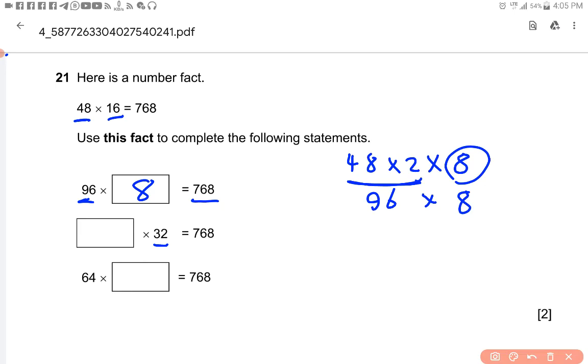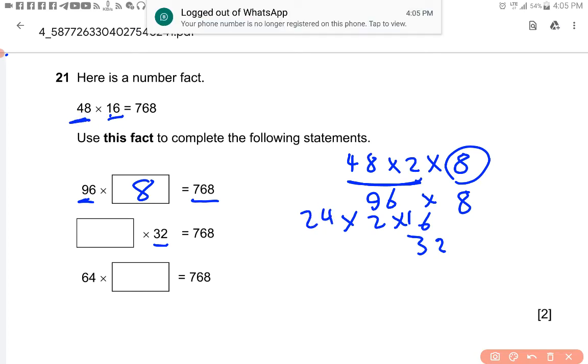Then 32. To make 16 to be 32, 16 times 2. Then divide 48 by 2, it will be 24. 2 times 16 equals 32. Then 24 times 32, it will be 768. So here you will write 24.